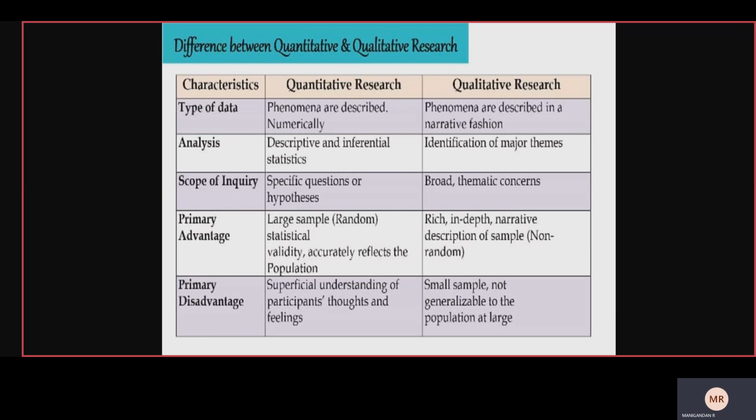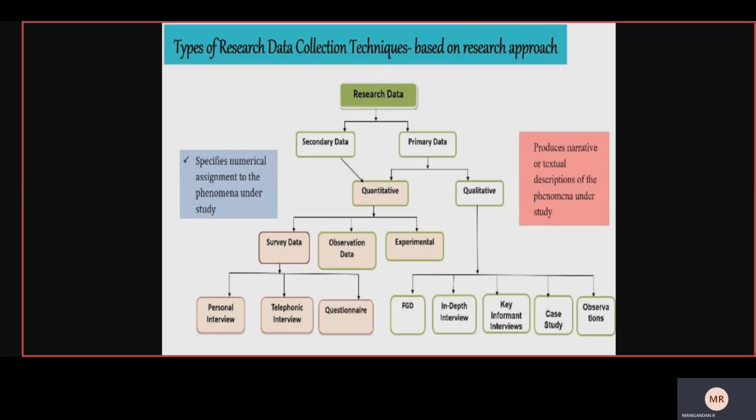And the types of research data collection techniques. There are two types of data: one is primary data and the other is secondary data. The primary data can be classified into two types, quantitative and qualitative. And the secondary data can relate to the quantitative data. The quantitative data can be divided into three types: survey data, observation data, and experimental.